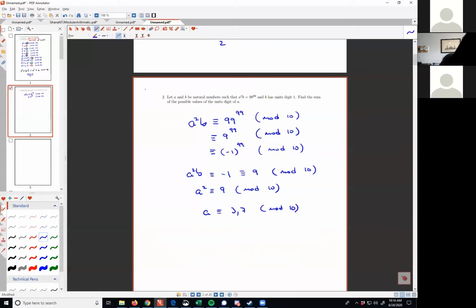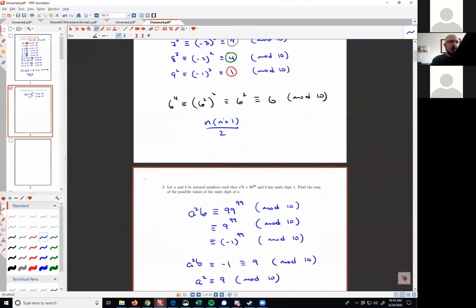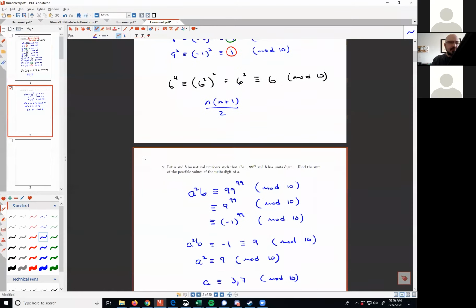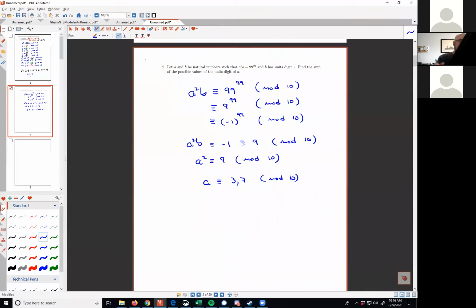Well, at this point, we're asking for the sum of the possible values of the units digits. And the units digits aren't negative. Yeah, digits are positive. So that's the way we'll answer the question, but we can just look back up here and check our work from previously. And our answer is 10.